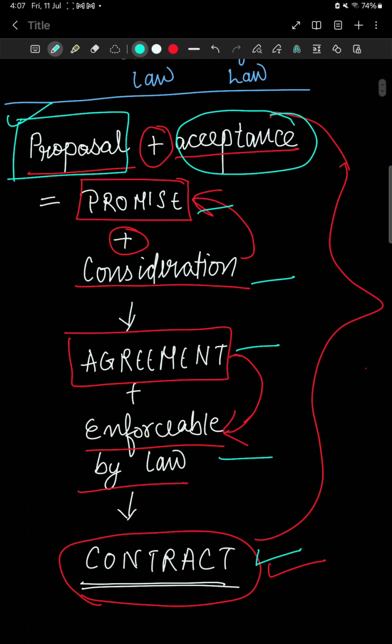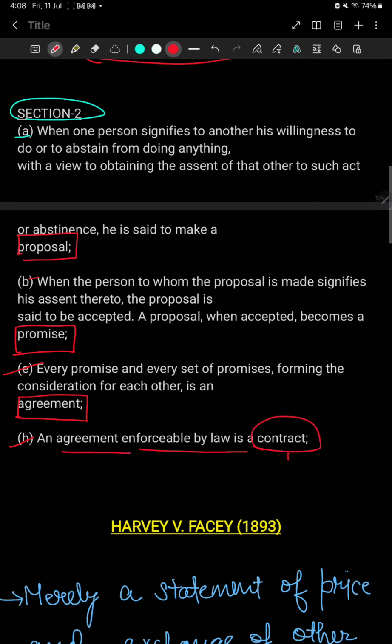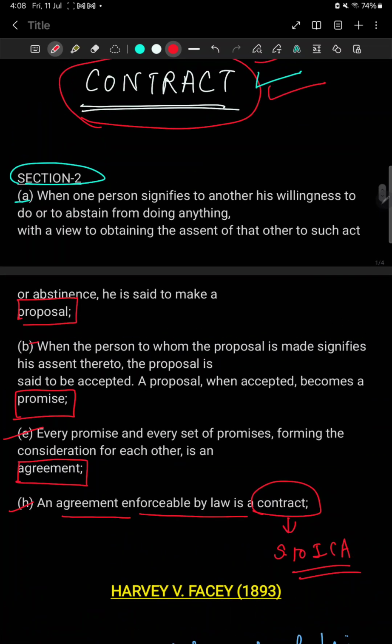So all these terms have also been defined in the different provisions of the Indian Contract Act. Section 2 clause A defines the term proposal. Section 2 clause B defines the term promise. 2 clause E defines the term agreement, and 2 clause H provides that an agreement enforceable by law is a contract. Furthermore, section 10 of the Indian Contract Act provides what are the essential elements for a valid contract. We will discuss all these, but today we are going to focus on section 2A, which is proposal.